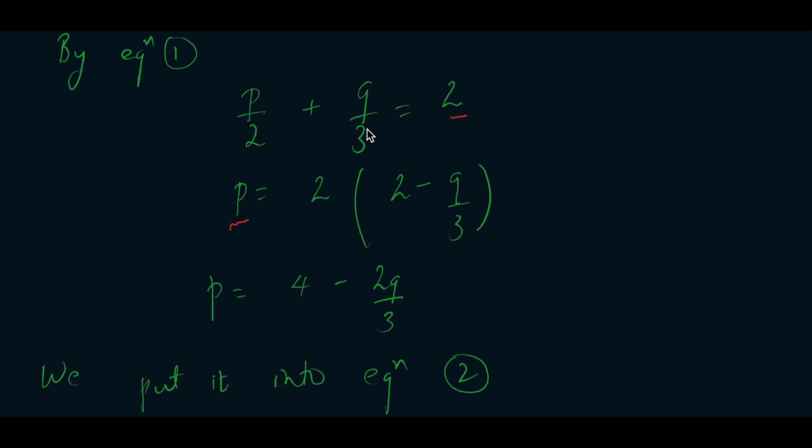So p will be equal to 2, and this q by 3 can go on the right hand side, so it becomes 2 minus q by 3. As it was p by 2, we multiply by 2. So our p is equal to 2 multiplied by 2 minus q by 3. This 2 times 2 gives us 4 and this 2 times 1 gives us 2. So our p is 4 minus 2q by 3. Now we'll put this into equation 2.